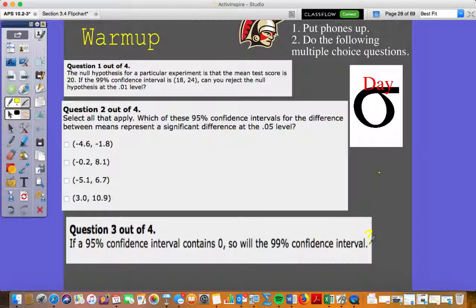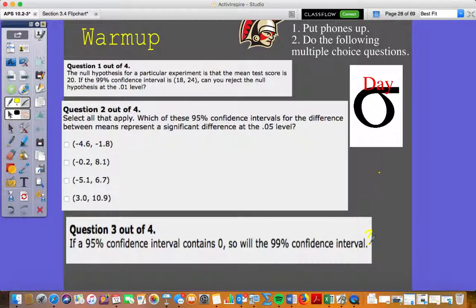Sarah? No, because 20 is within our interval, and we're at the 99% confidence. So because it's between it, do we have convincing evidence? No. So we fail to reject the null, okay? The whole, very good.